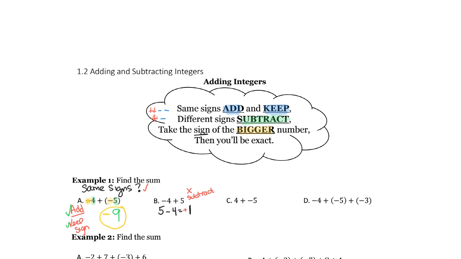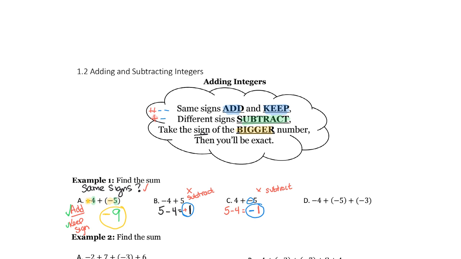Okay. Let's look at C. So we have a positive 4 and a negative 5. Are those the same sign? No, so we subtract. So we're still doing 5 minus 4. As we said before, it's 1. But is that 5 positive or negative? It's a negative now, so our answer is -1.